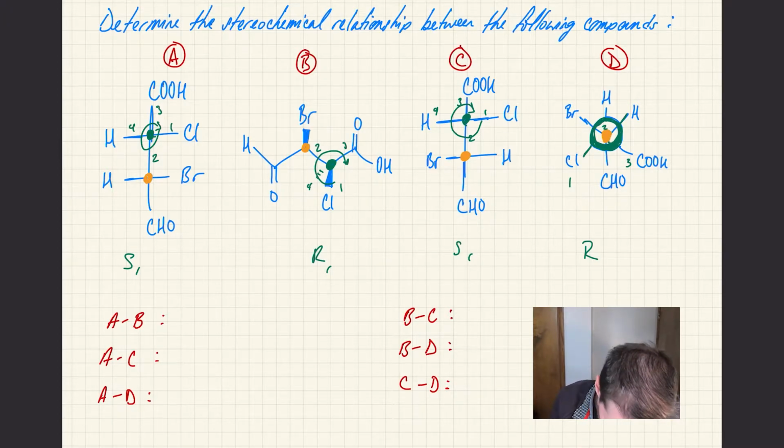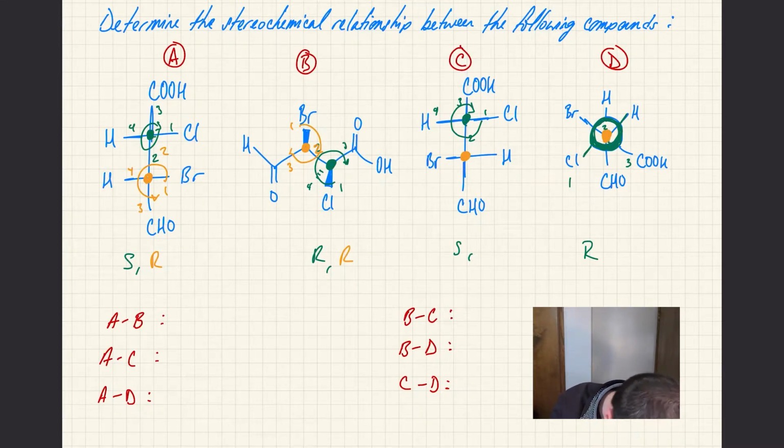Let's go to the yellow one now. 1, 2, 3, 4. So this is counterclockwise. H is to the front. Switch it around. It becomes R. There's 1, 2, 3. H is to the back. So that's R there. In this case, we have 1, 2, 3. So that's clockwise, but H is to the front, so that becomes S.